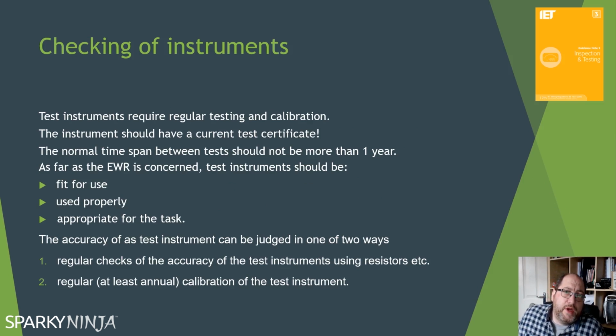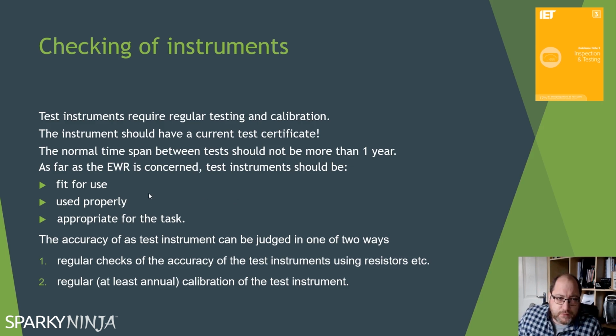Checking of instruments. Instruments require regular testing and calibration. It should have a current test certificate, and the normal time span between these should not be more than 1 year. Now, this is a common trend in the industry, where we would send our instrument to a calibration house and have a calibration certificate, something similar to this one that I've got from my Megger instrument here. But it's a once a year thing. What is also expected from a competent person would be a way to monitor the accuracy of your instrument between these checks.